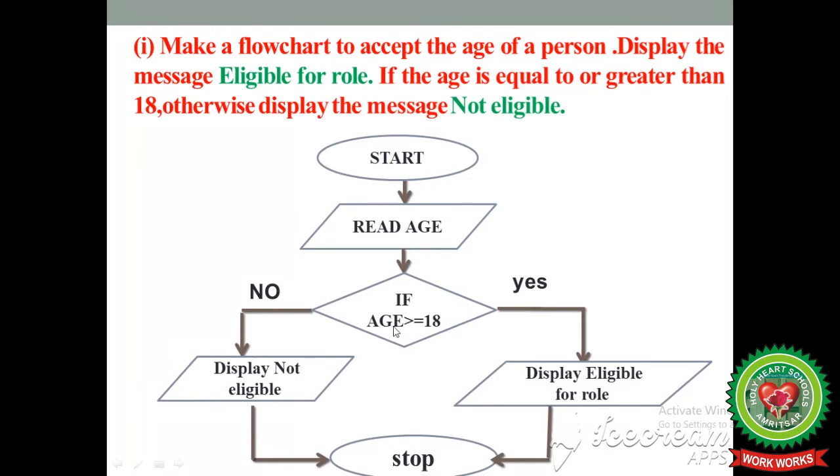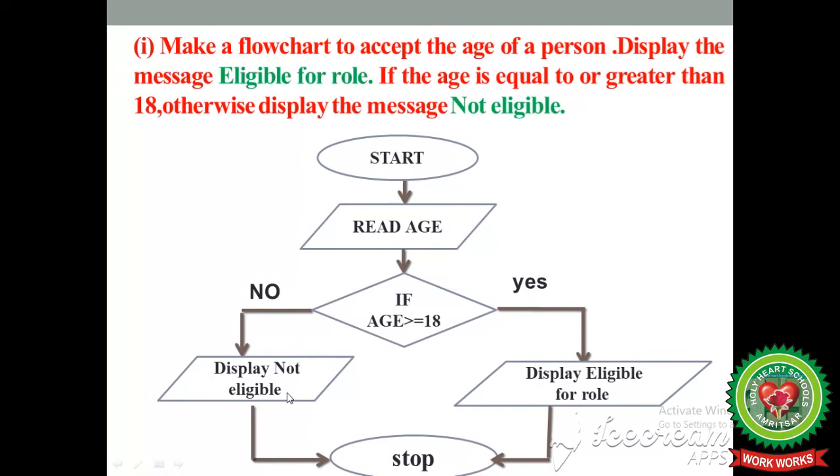Suppose here I have entered 9, means age 9. Is 9 greater than or equal to 18? No, it is false, means the condition is false. Then it will execute this part and display not eligible. So this is a flowchart to display the message eligible for vote if the age is equal to or greater than 18, and otherwise it displays not eligible.